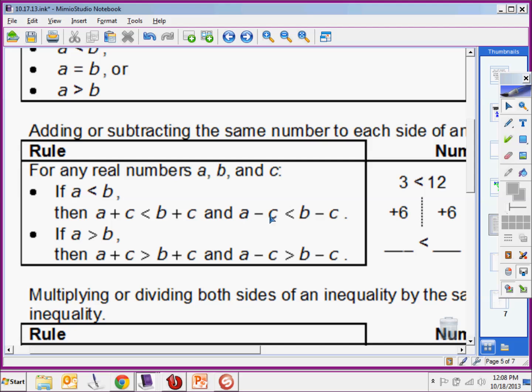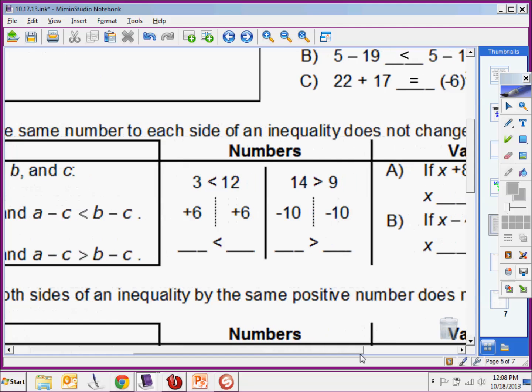If I take the same value and I subtract it from both sides, the result is still going to be the same. Okay? If A is greater than B and I add C to both sides, the value with A is still going to be greater than the value with B, right? The same concept applies when you're subtracting.